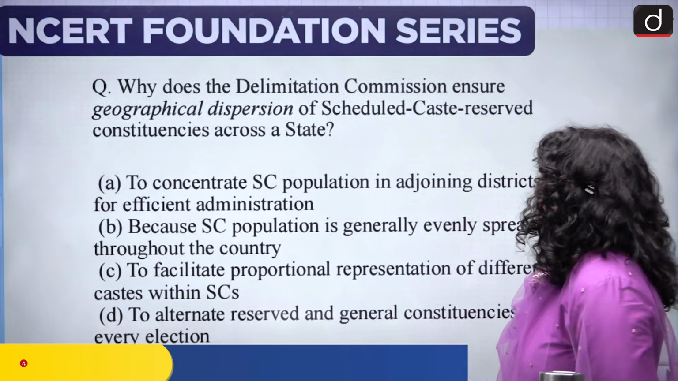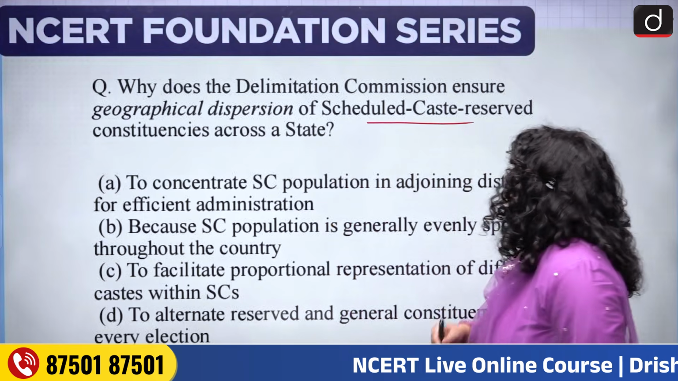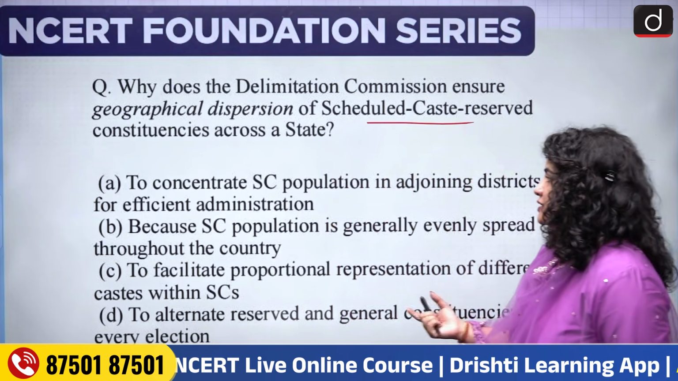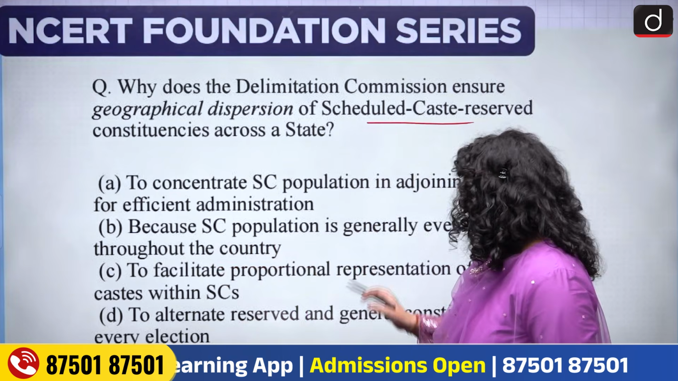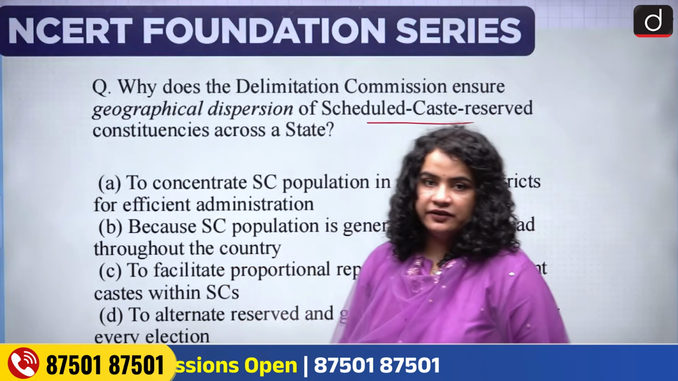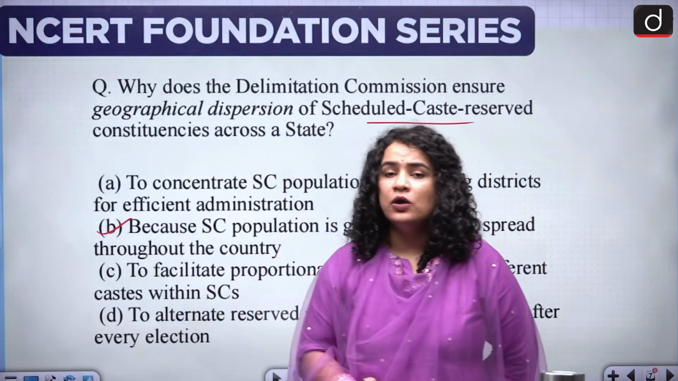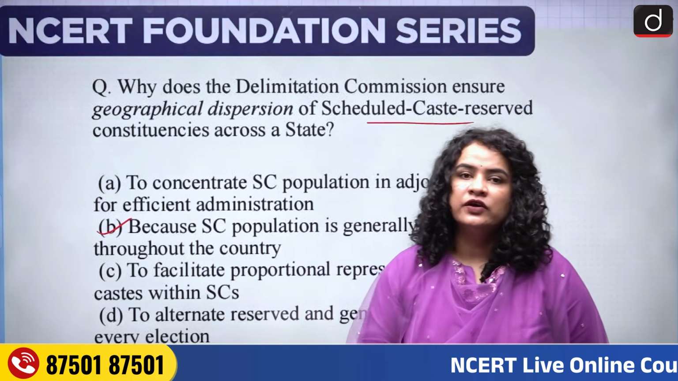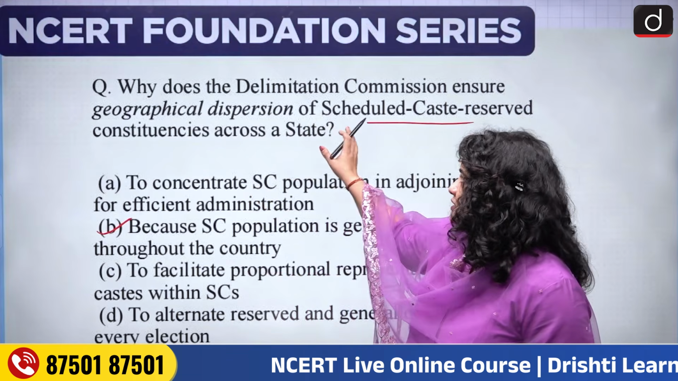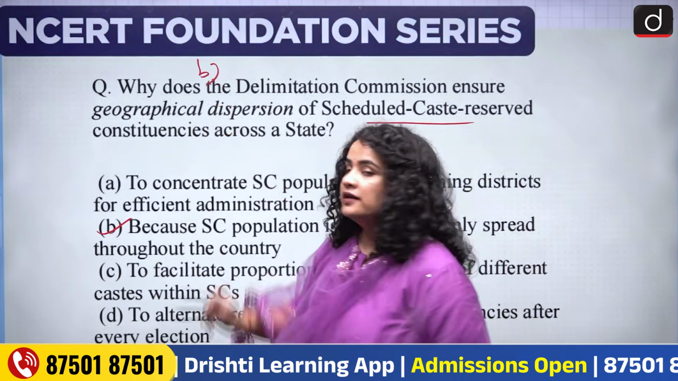Why does the Delimitation Commission ensure geographical dispersion of scheduled caste reserved constituencies across a state? We have just discussed it: because the SC population is generally evenly spread throughout the country. It's a very straightforward question once you have understood how the delimitation exercise takes place, especially in the case of reserved constituencies for scheduled castes. So, option B is our correct answer.